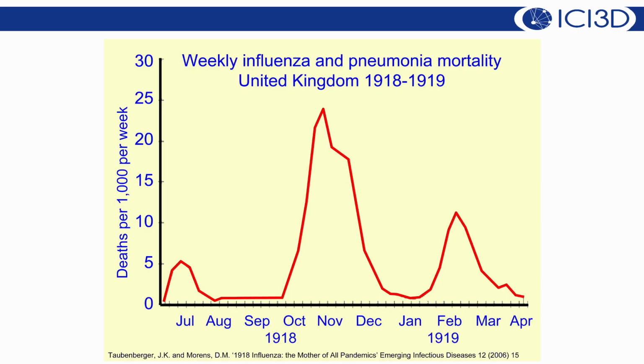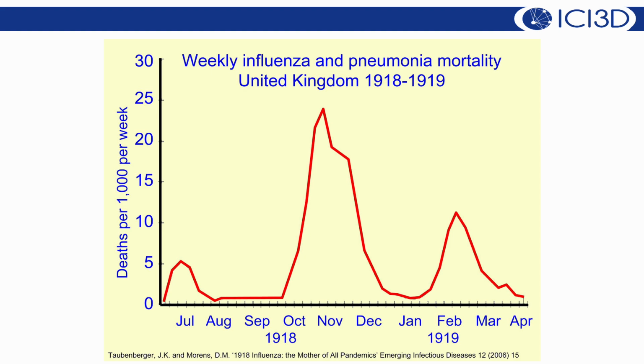The First World War actually finished at 11 o'clock on the 11th of November of 1918, and by that time there was a serious spike in the proportion of people dying in the United Kingdom. So these are deaths per thousand. So you've got up to 25 deaths per thousand of just a single disease.